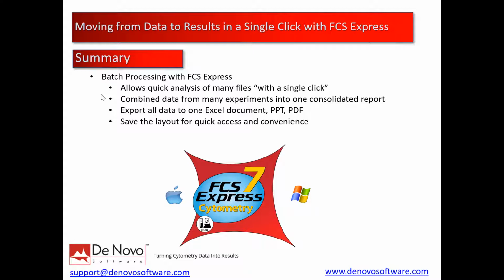This also allows you to combine data files from many experiments into one consolidated report. So if you need one PDF with 7 pages from all 7 of your data files, if you want to have 700 pages, or if you even want 700 individual PDFs, you can do that as well. Importantly, it can also export all of that data to one Excel file. So if you need those numeric results for downstream analysis or record keeping, you can simply export all that information to Excel.